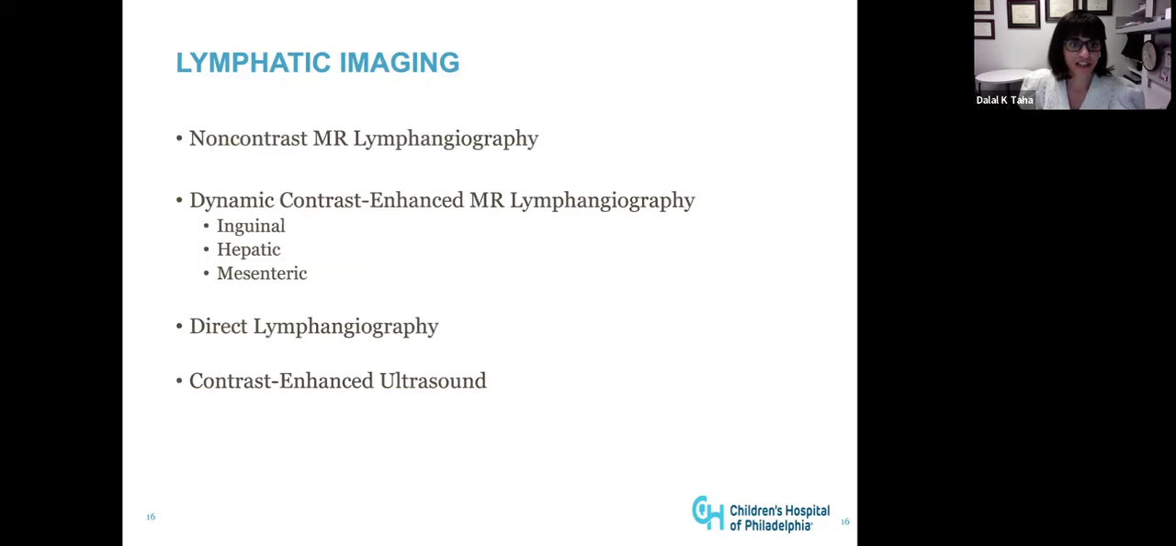So we'll go over a non-contrast MR lymphangiography. We'll go through the gold standard of dynamic contrast enhanced MR lymphangiography with 3 access points in the inguinal lymph nodes, hepatic lymph ducts, and mesenteric lymph ducts. After that, direct lymphangiography is often used to gain a little more information about the thoracic duct and the thoracic duct outlet. And we can also look at the thoracic duct outlet with contrast enhanced ultrasound, and I'll show you what that looks like too.